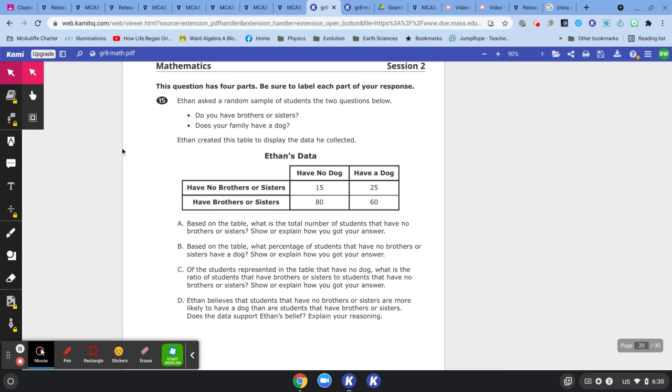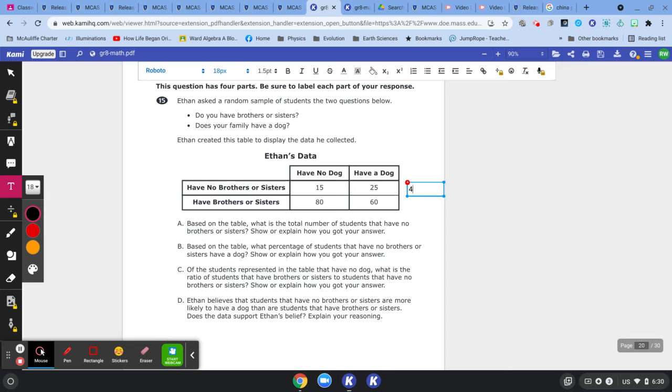And you can see there's a row of the data that has folks who have no brothers or sisters. So 15 of those have no dog, and 25 of them have a dog. So we can put that together. 25 and 15 is going to add up to 40. So it's useful with these to go ahead and put 40 there, because I'm going to run out of room. And we can also add up the people who have no brothers or sisters. So 40 have no brothers or sisters.